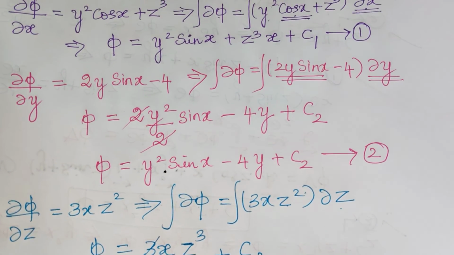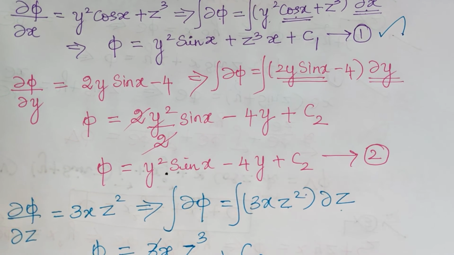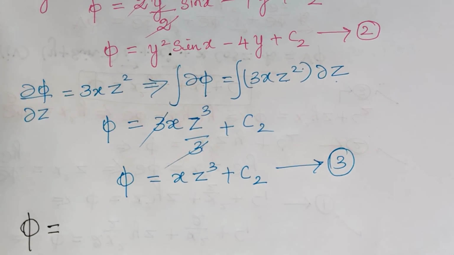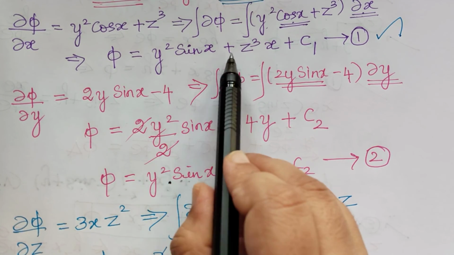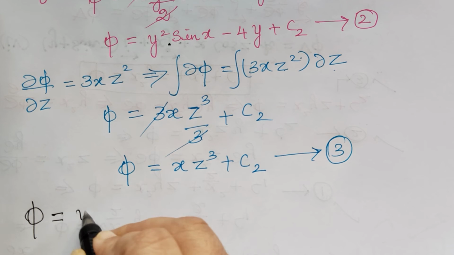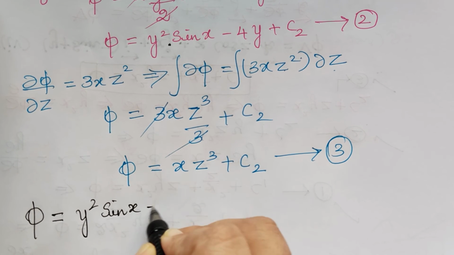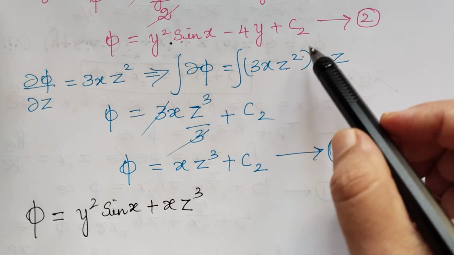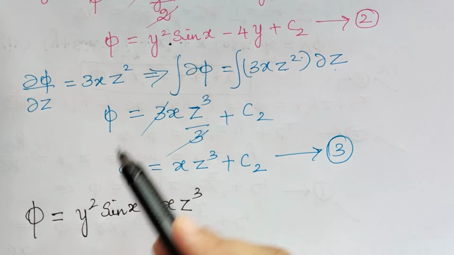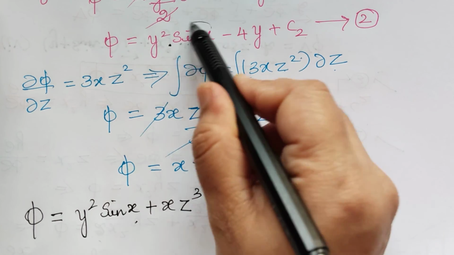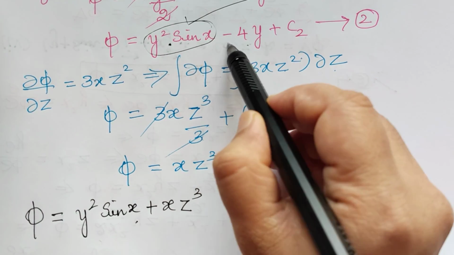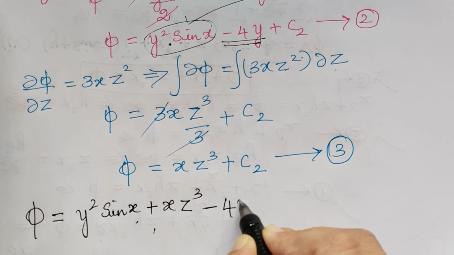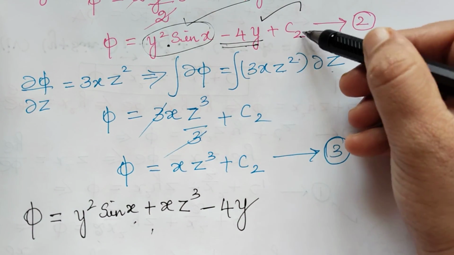Now we shall compare our solutions. What is the first solution? That we will first take and write in the general solution. So the general solution φ will be equal to y² sin x plus xz³, and the constant of integration we will add at the end. So the second solution, you have y² sin x, which we have already written. So it is repeated, so we need not write this now. We shall leave it. Next we will move on to the next term, which is minus 4y. It is not there in the solution, so we will write it. So minus 4y. So we are done with it, and the constant of integration we will add at the end.